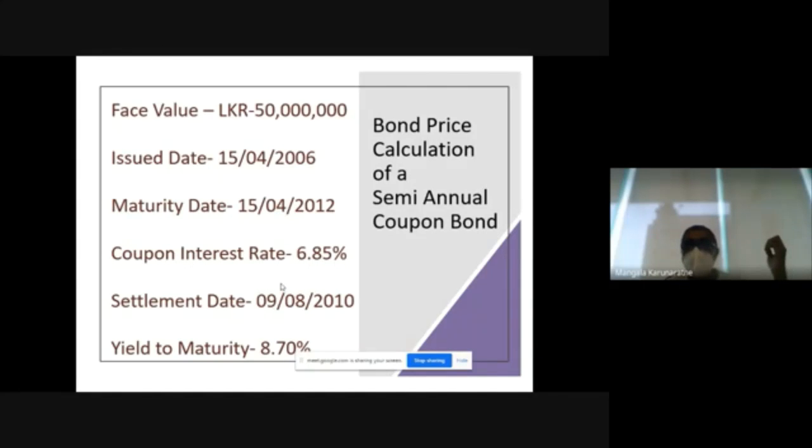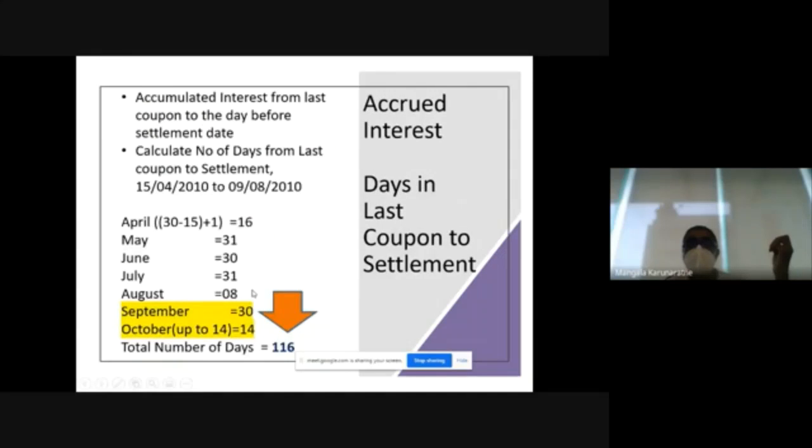So now we should know what was the last coupon before this settlement date. What was the last coupon before the settlement date? It was 15/4/2010, right? Is it clear for everyone?